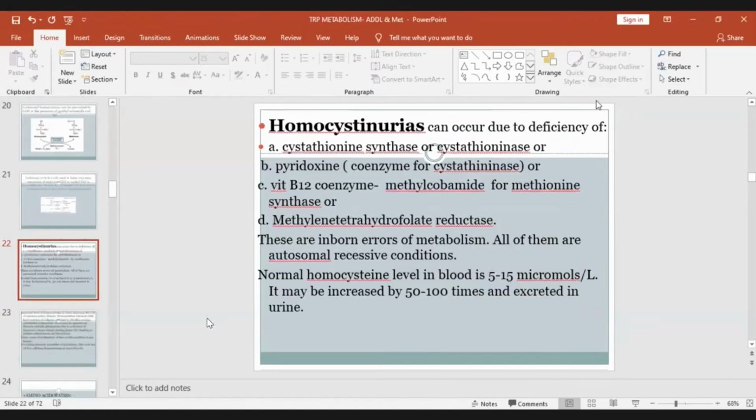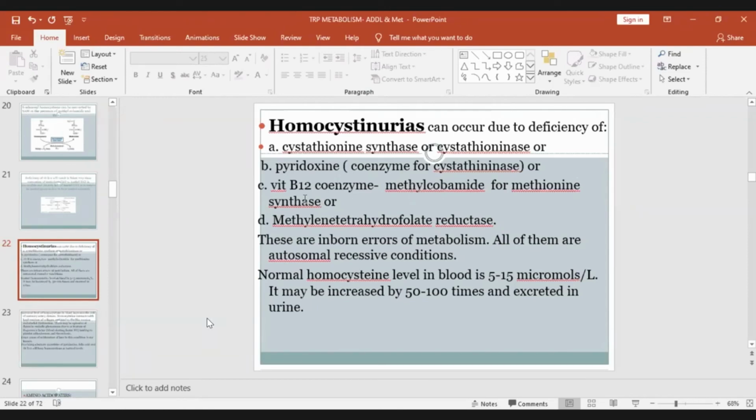So you have seen that pyridoxal phosphate deficiency will result in cystathionuria and homocystinuria, and this homocystinuria is very problematic. So homocystinuria can occur due to deficiency of cystathionine synthase or cystathioninase, or pyridoxal phosphate deficiency, or vitamin B12 deficiency resulting in deficiency of its coenzyme form methylcobalamin. So what is the other coenzyme form of vitamin B12?